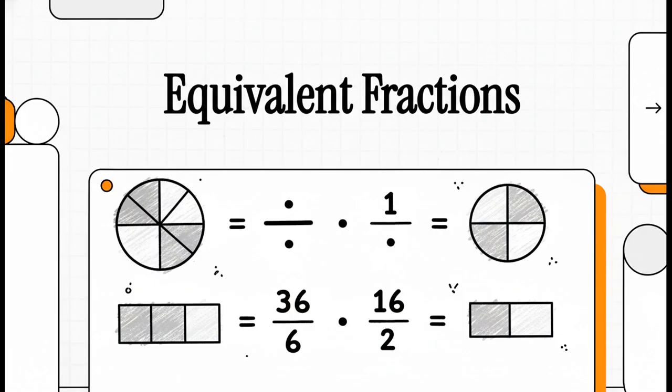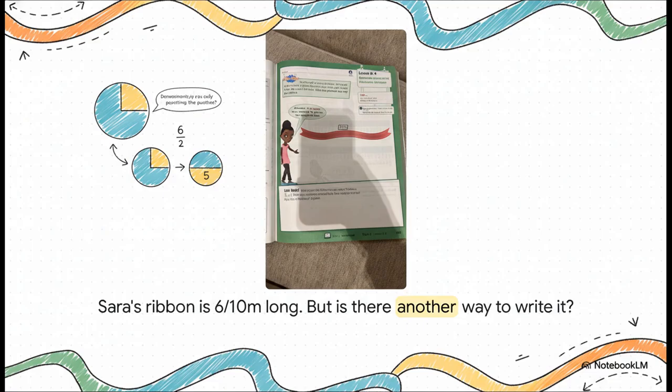So, let's get started. Let's start with a little story. Imagine Sarah has a piece of ribbon, and its length is 6/10 of a meter. But here's a question. Is there another way to write that? You know, a different fraction that means the exact same length? Well, the answer is a definite yes, and we're about to figure out exactly how to do it.